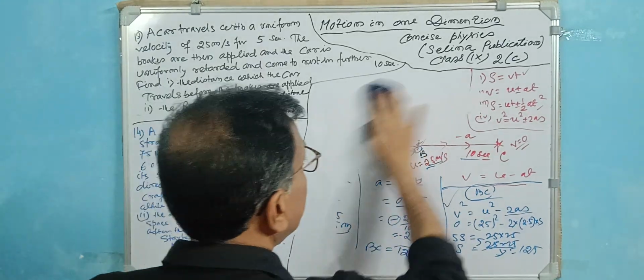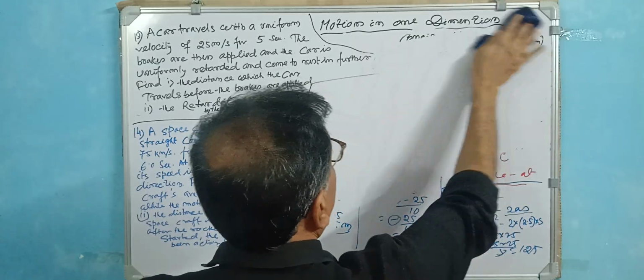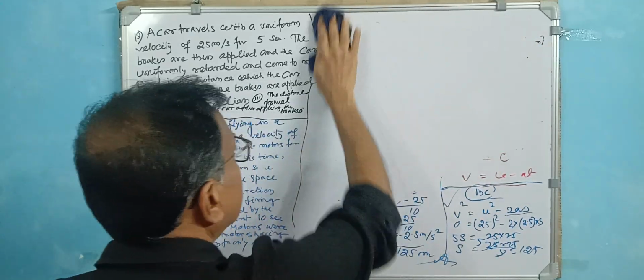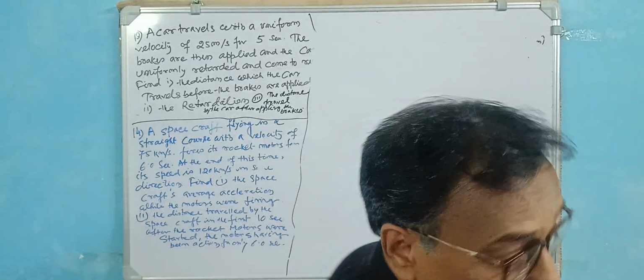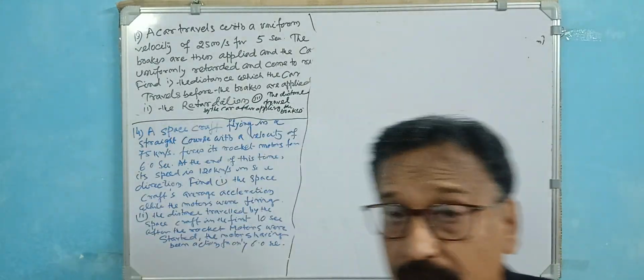In this way you solve it. I am erasing this a little, okay? This place. The spacecraft. The drawing is very important in the case of this type of sum. Okay. Now the next question.